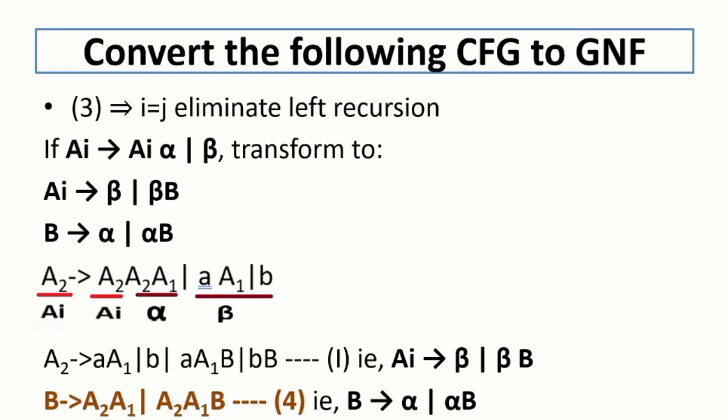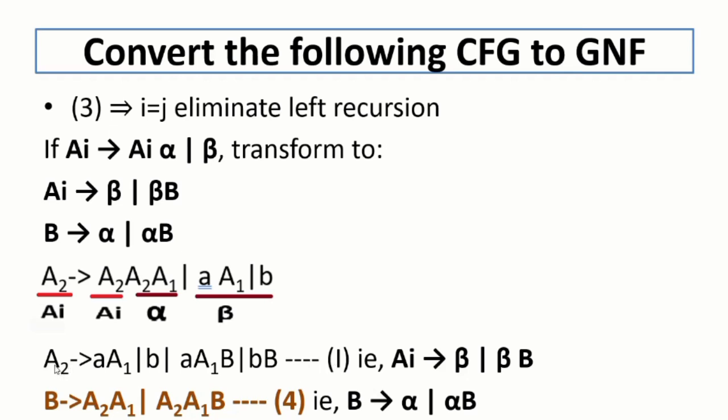In this, the A2 productions are in Greibach normal form because each is a terminal followed by non-terminal symbols, or a single terminal. But the B productions are not in Greibach normal form. Still we need to find the Greibach normal form of the B production and the A1 production. Now we have only got the A2 production in Greibach normal form. Consider it as equation Roman numeral 1.